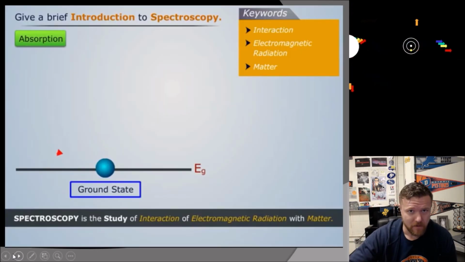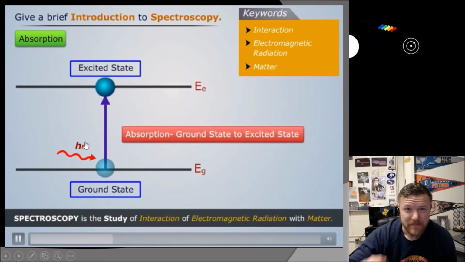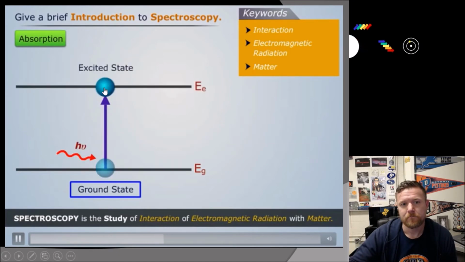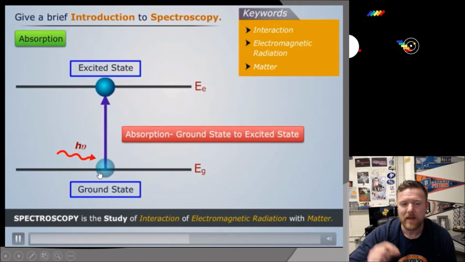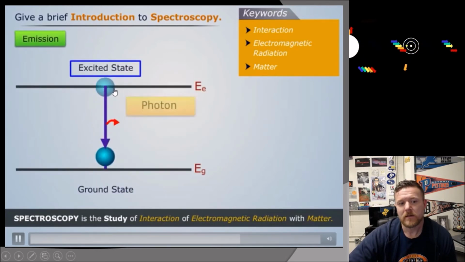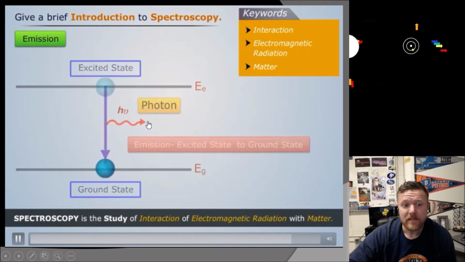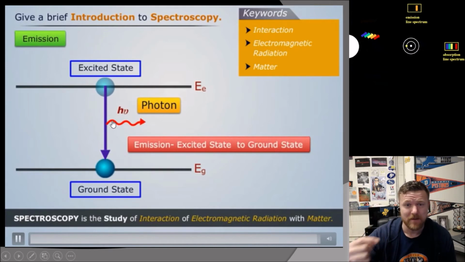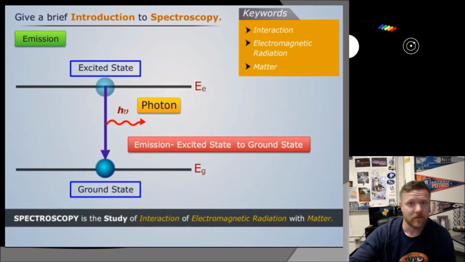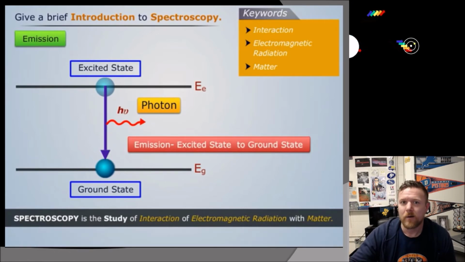If we have an electron at the ground state, we can get a photon with a very specific amount of energy to bump it up to an excited state at a higher energy level. But only a photon with that exact amount of energy can do that. After a certain amount of time, this electron is going to fall back down to the ground state and release a photon with that exact amount of energy. It can't release a photon of any other energy, only this exact amount, which is going to correspond to an exact wavelength or an exact color.